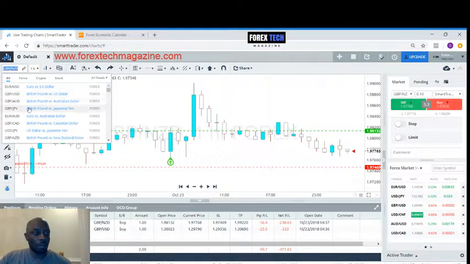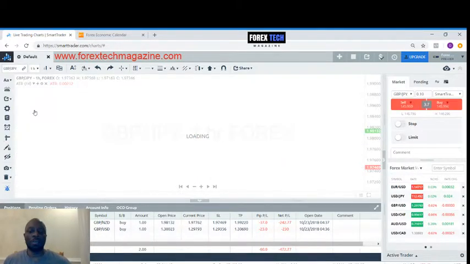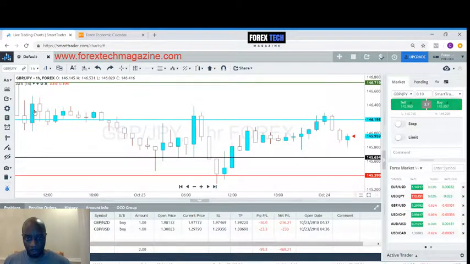But let's look at this one first, which is the Great Britain pound Japanese yen. Let's talk about this a little bit and find out what went right, what went wrong, and how we could have possibly made this a more successful trade, if at all. Okay.